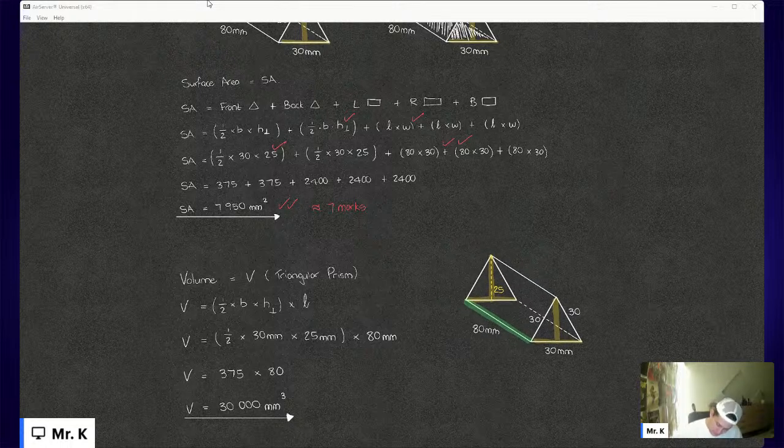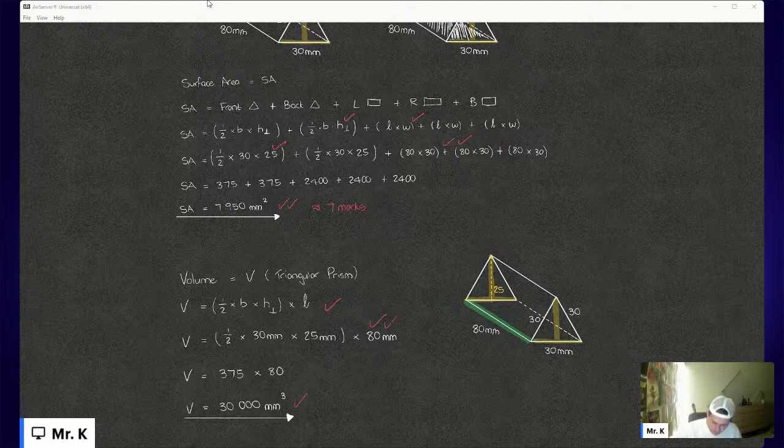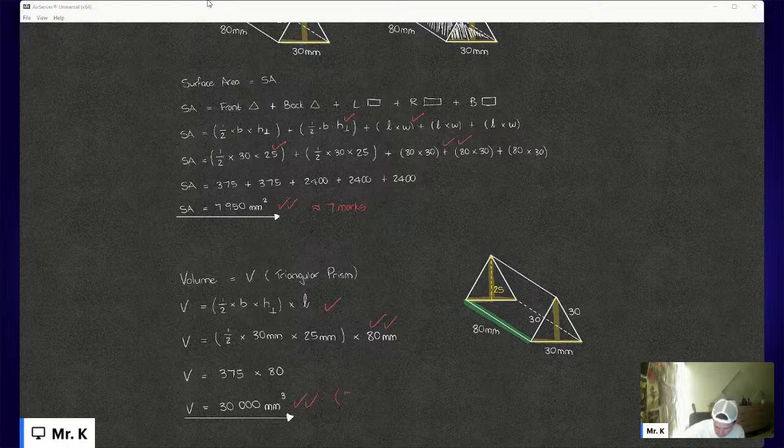Again, when it comes to marks, you would get a mark for your formula and a mark for using the correct numbers, maybe even 2, and then 2 marks for your final answer. And so again, just this volume calculation is probably worth somewhere around 5 marks in its own right.